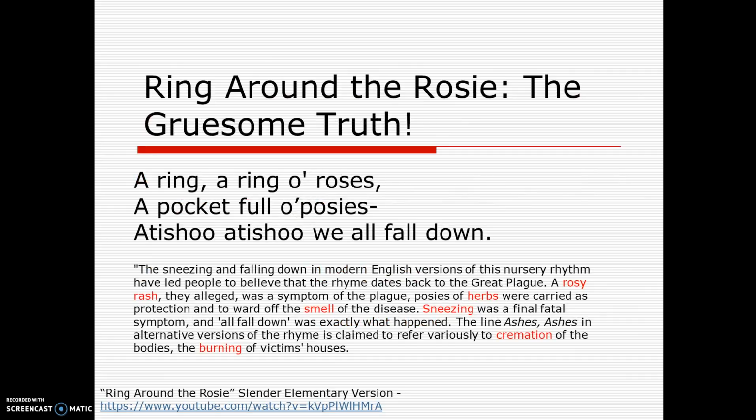Ring around the rosy. You've probably heard the nursery rhyme. Ring around the rosy, pocket full of posies, a-tishoo, or ashes, ashes, we all fall down. Anyways, the sneezing and falling down in modern English versions of this nursery rhyme have led people to believe that the rhyme dates back to the Great Plague. A rosy rash, they alleged, was a symptom of the plague. Posies of herbs were carried as protection and to ward off the smell of the disease.